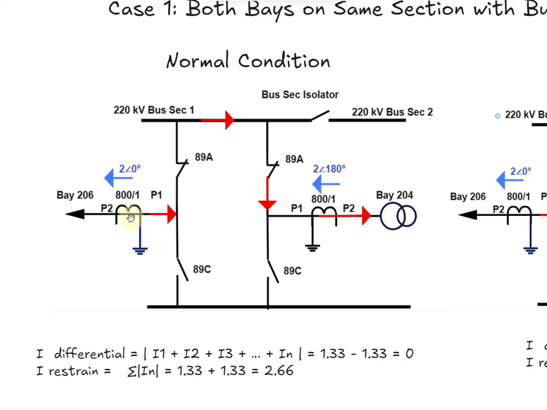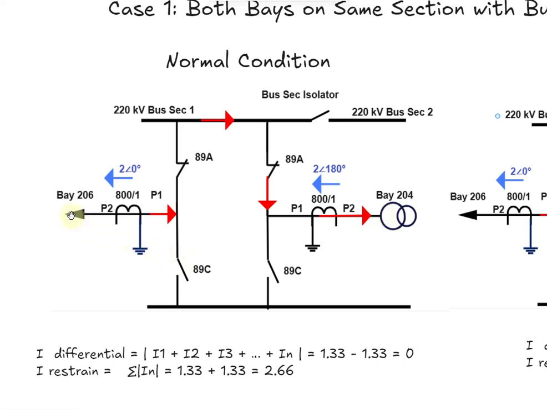So remember one thing, that the CT star point is made towards the bus. This is the CT, and the CT star point is made towards the bus. And this is the second bay, there also the CT star point is towards the bus. So the current is going into the bus, and here the current is going out of the bus. In this bay, current is going out of the bus.